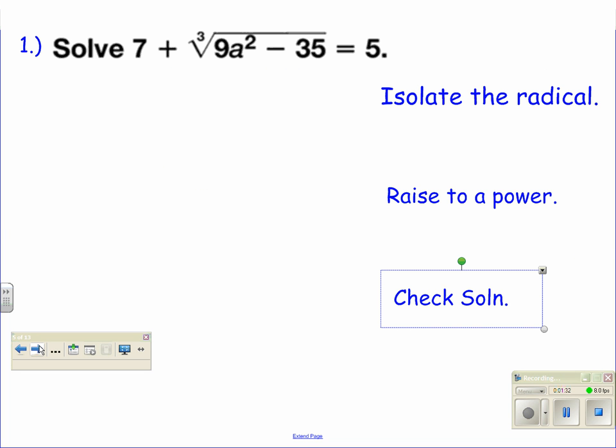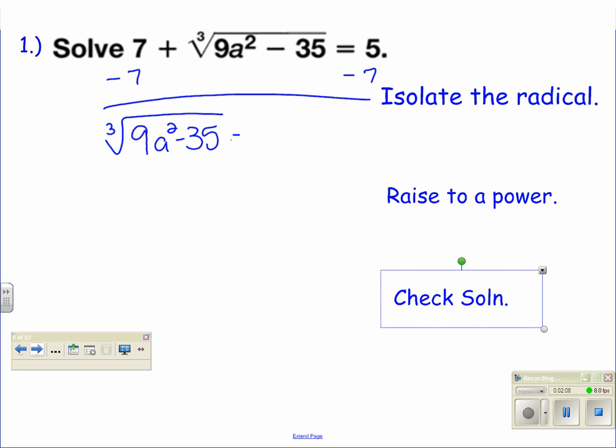All right, so problem number 1, take a moment to write this problem down. 7 plus the cube root of 9a squared minus 35 is equal to 5. Over on the right hand side, I have placed the 3 steps that we're going to be working with. 1, isolate the radical. That means get the radical by itself. So I'm going to first subtract 7 from each side. That'll leave me a cube root of 9a squared minus 35 equals negative 2.